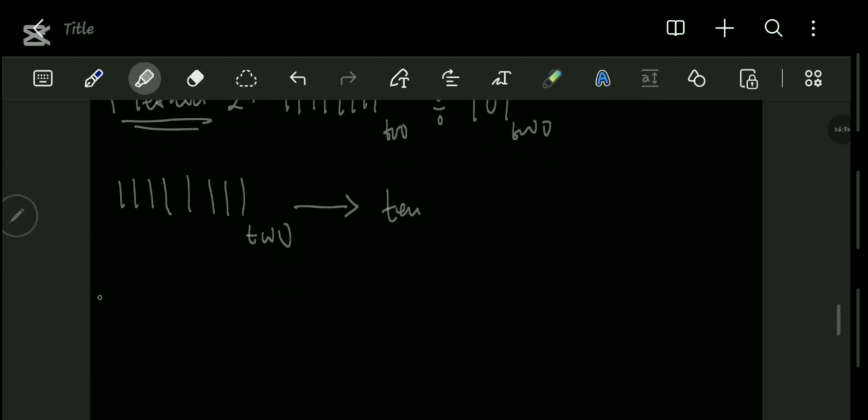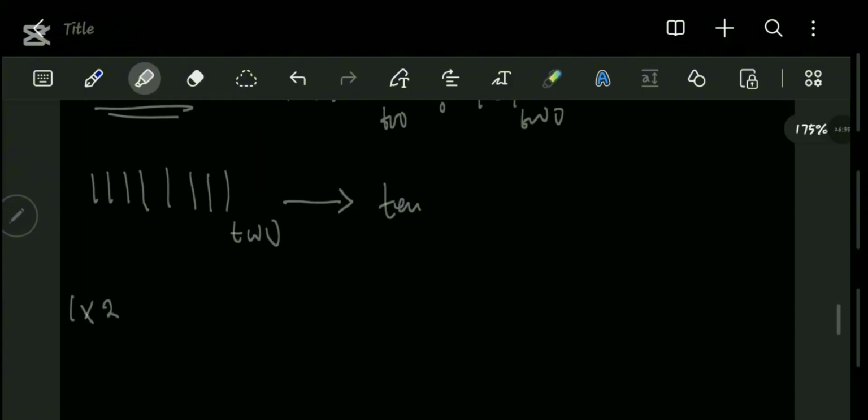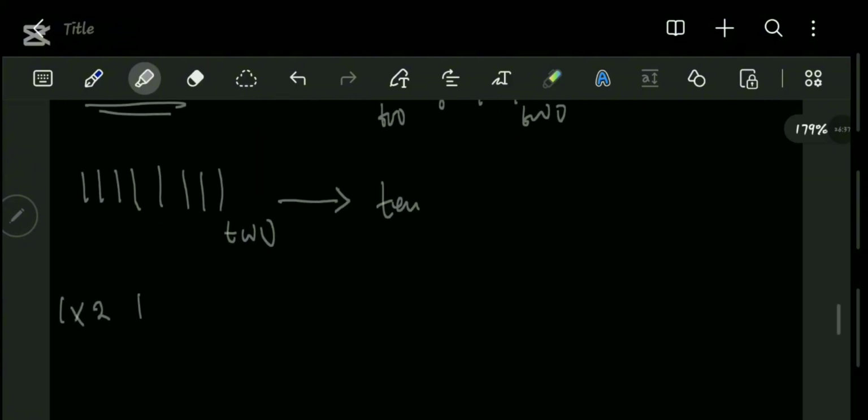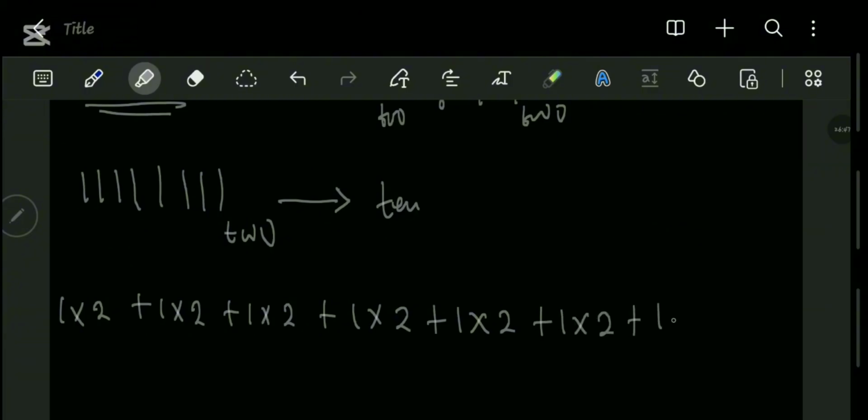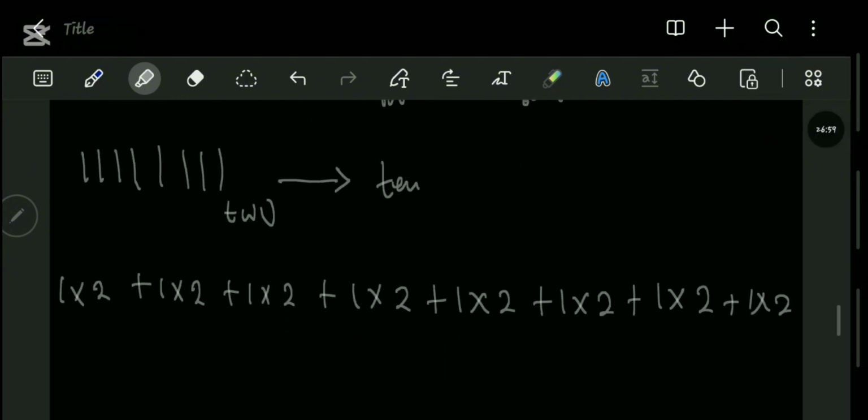So we have 1 times 2 plus 1 times 2 plus 1 times 2 plus 1 times 2 plus 1 times 2 plus 1 times 2 plus 1 times 2. There must be 8. So 1 2 3 4 5 6 7 plus 1 times 2. There must be 8 of them, right? So we can add powers starting from the left hand side. So 0 1 2 3 4 5 6 7.